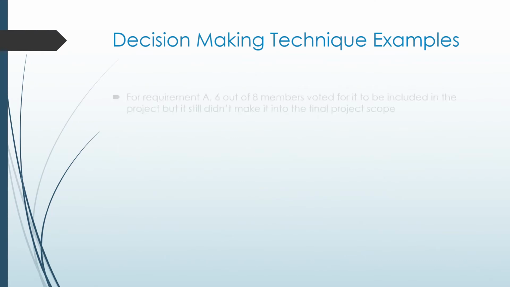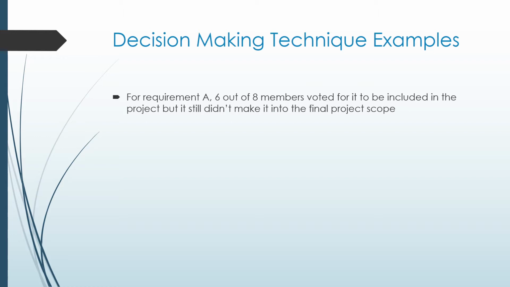All right, so the first example: for requirement A, which basically means a kind of requirement, 6 out of 8 members voted for it to be included in the project, but it still didn't make it into the final project scope. So what kind of group decision making technique has been used here, where 6 out of 8 members said that this requirement should be included in the project scope, but it was still not included? This definitely is unanimity.